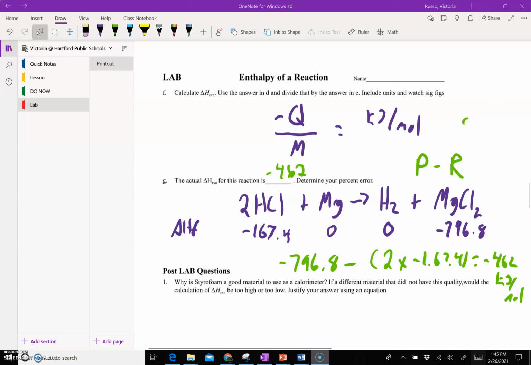And I just realized here that I have the case of doing the right math but saying the wrong number. This is negative 167.4. Sorry, I did the right math. I just wrote the wrong number.